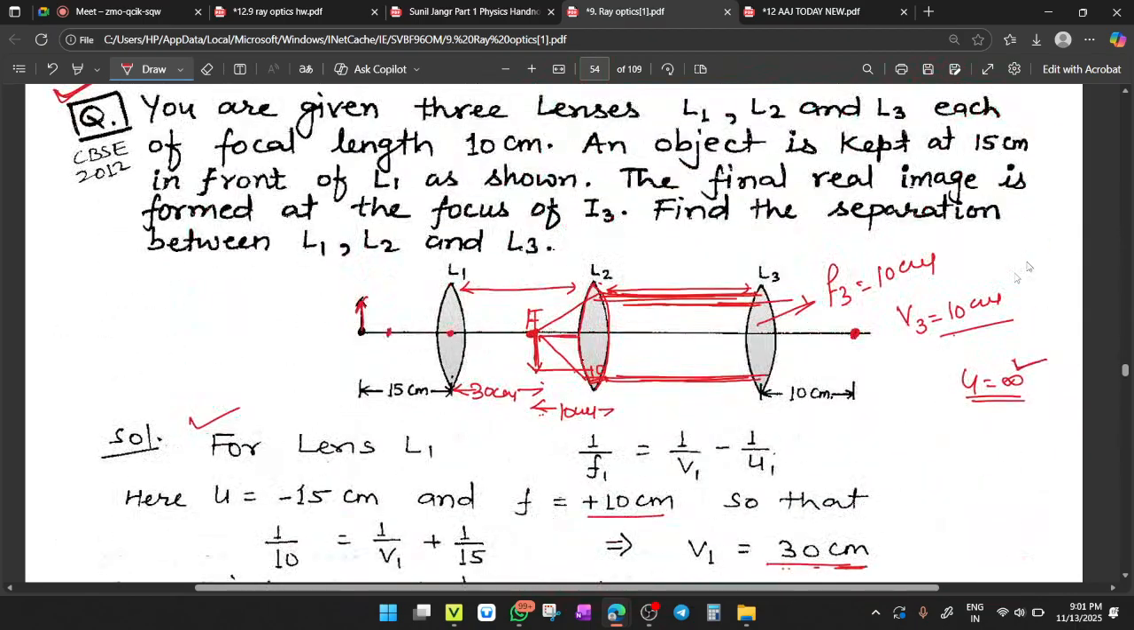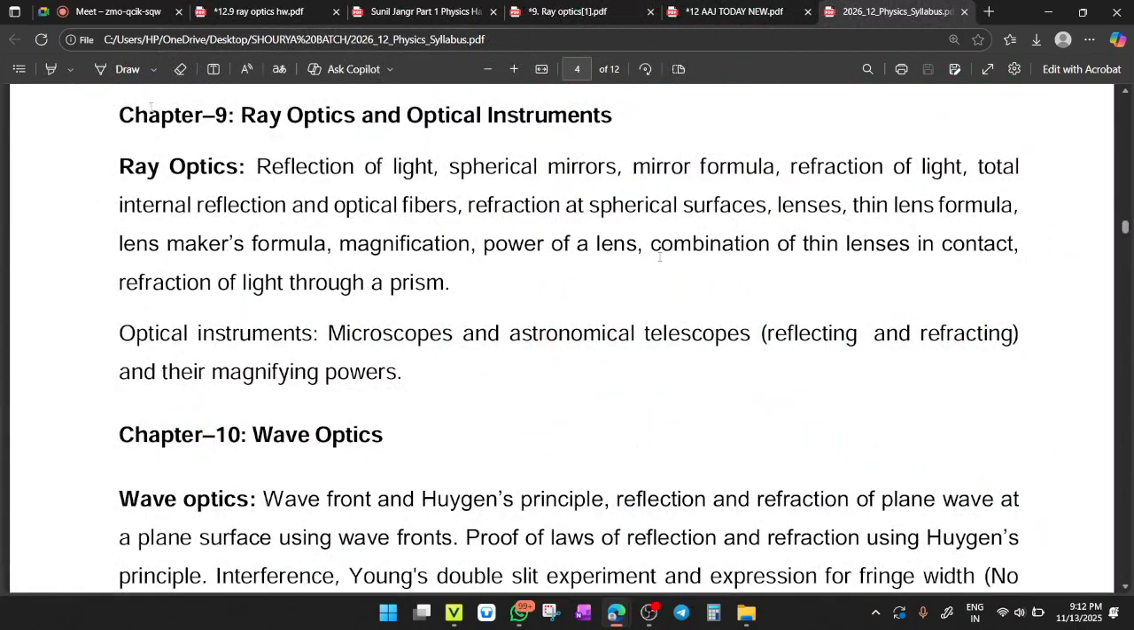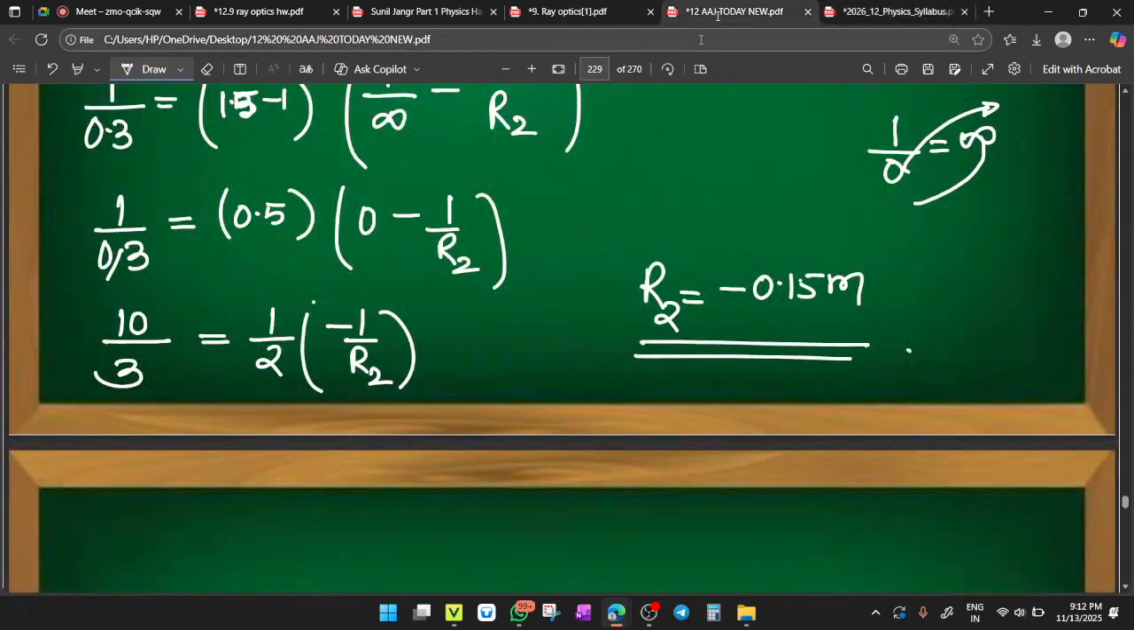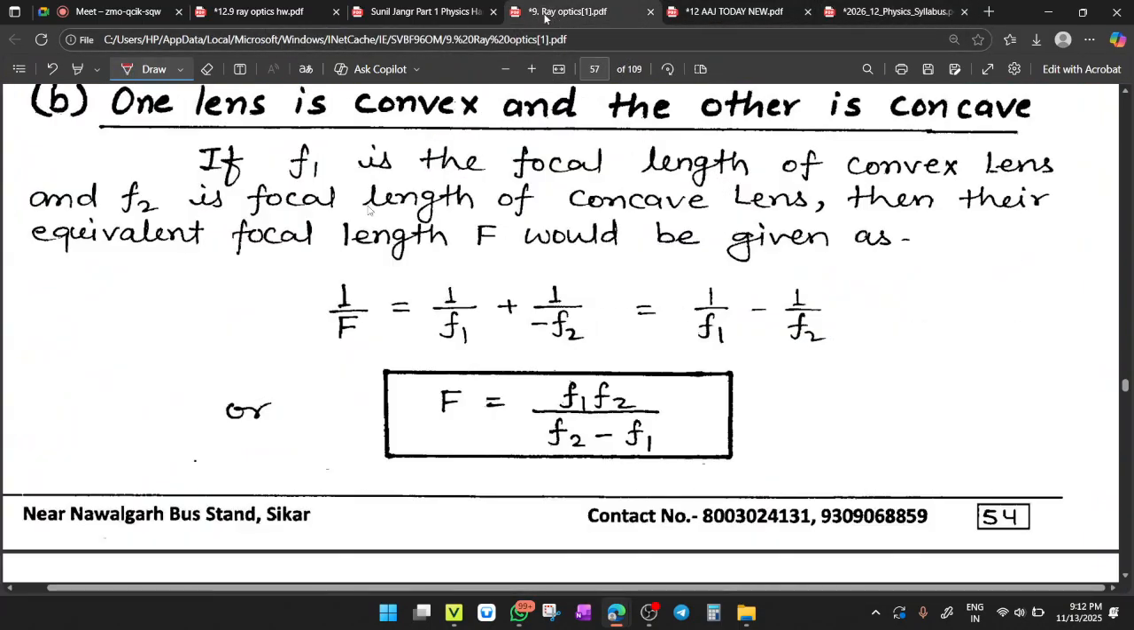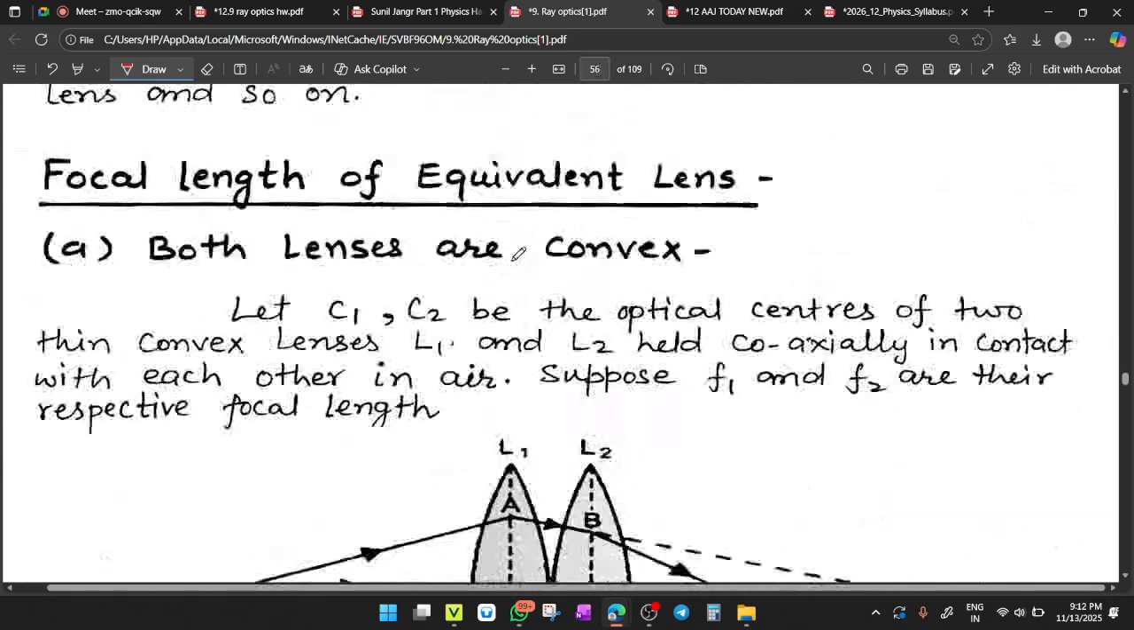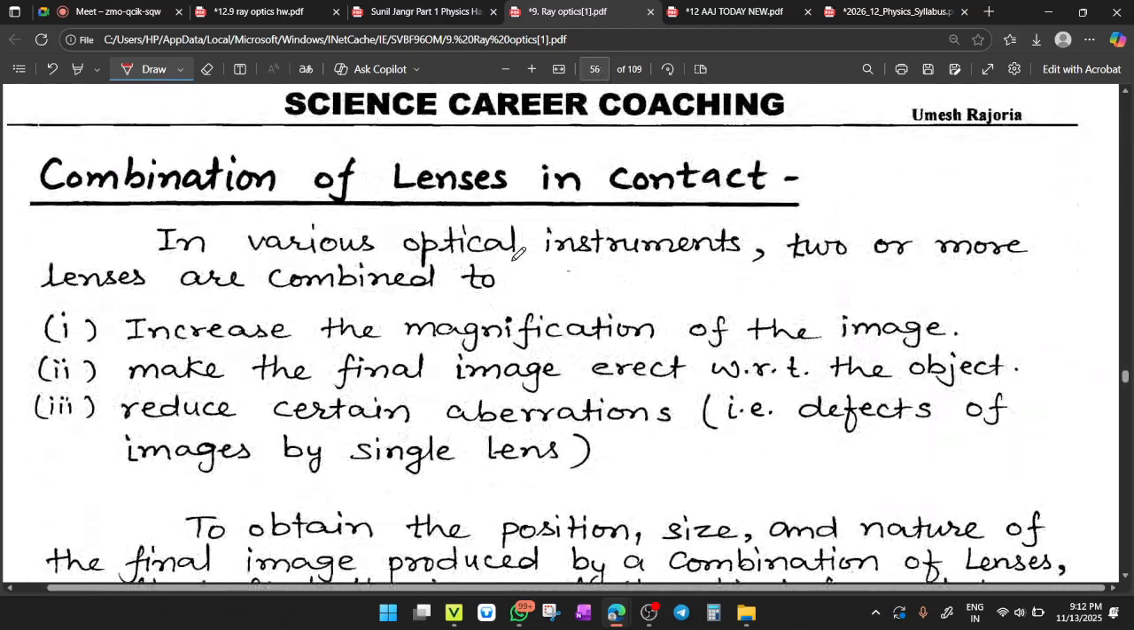Fine, noted. Okay, students, our next topic is combination of thin lenses in contact and then refraction of light through a prism. So, combination of lenses. In various optical instruments, two or more lenses are combined together. First, to increase the magnification of the image. Second, to make the final image erect with respect to the object.